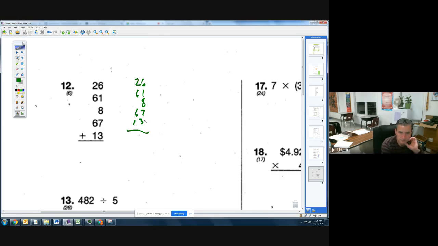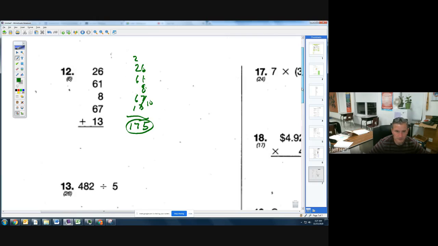Always looking for groups of 10. So this is 10. After that, there really is nothing. So I'll just go 10 plus 6 is 16, plus 1 is 17, plus 8 is 25. Put my 5 down there, carry my 2. 2 plus 2 is 4, plus 6 is 10. That works out well. Plus 6 is 16, plus 1 is 175. Looks like problems are starting to get a little harder here.